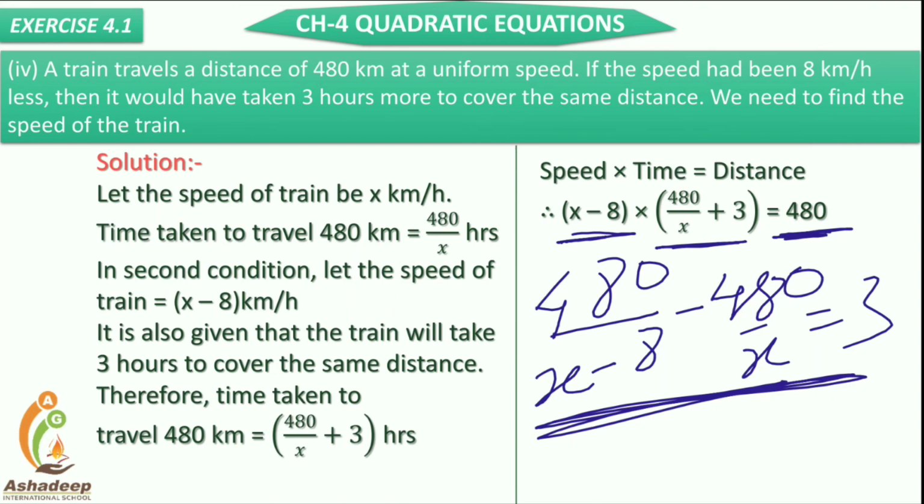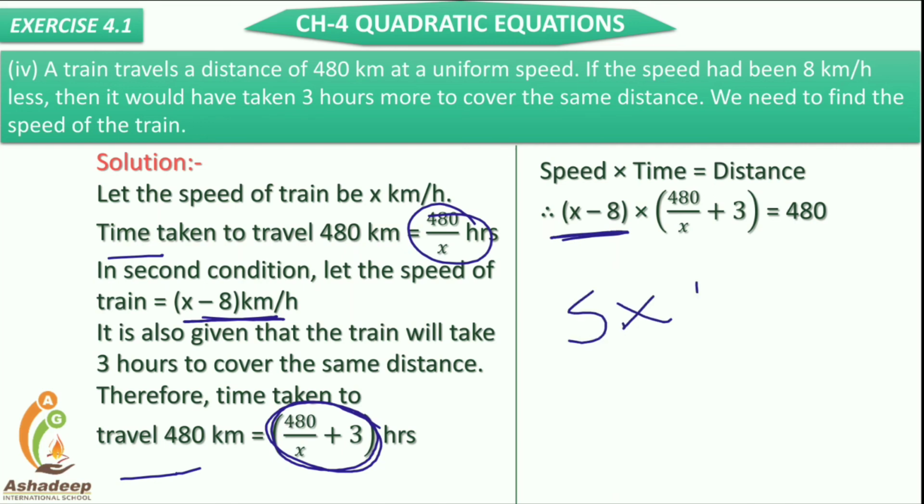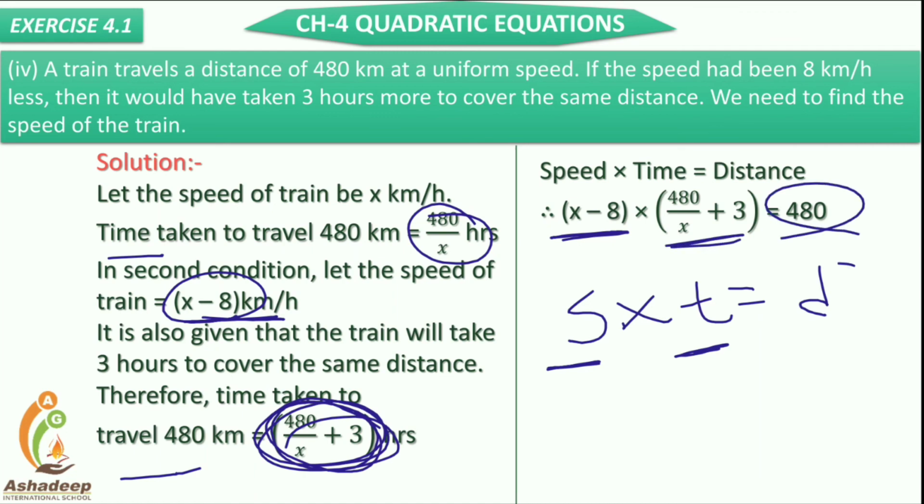यहाँ पर दोनों का टाइम ले लिया है. So initial time was 480 by x. उसके बाद टाइम 480 by x plus 3 हो गया. So the condition over here, the speed is x minus 8. तो स्पीड इंटू टाइम इज इक्वल्स टू डिस्टेंस. स्पीड हमारी x माइनस 8 है, टाइम हमारा 480 अपॉन x प्लस 3 है, और डिस्टेंस 480 है. सो इन बोथ द वेज यू कैन गेट द आंसर.